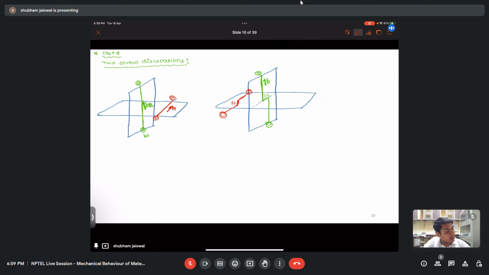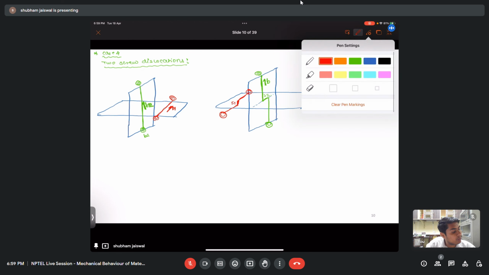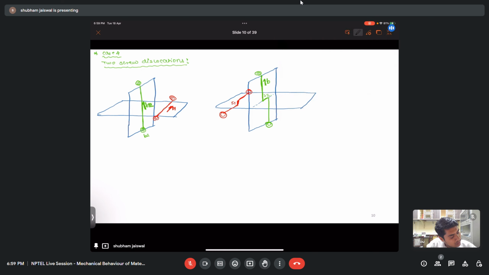This kink is as this dislocation S2 is creating the steps in the same plane. So this is our kink, and here this dislocation 1 is creating the step and it's changing its plane.